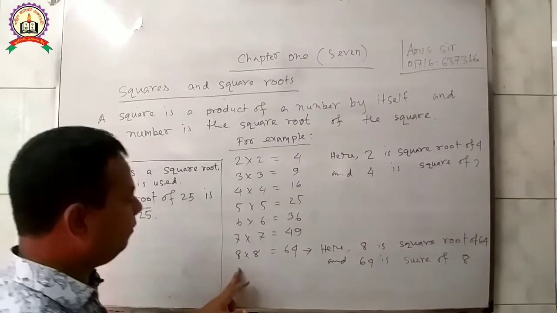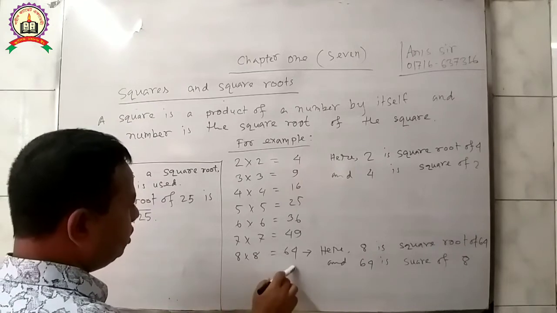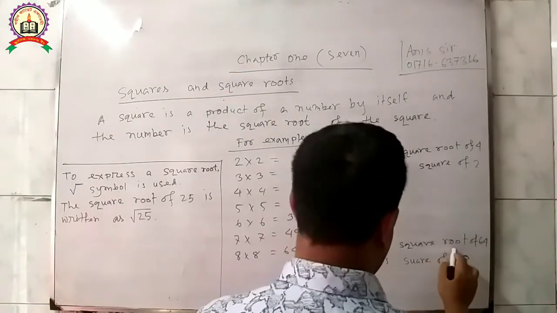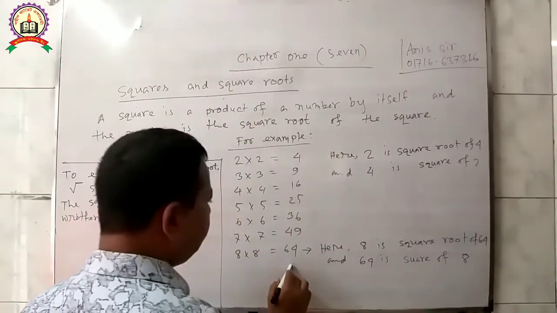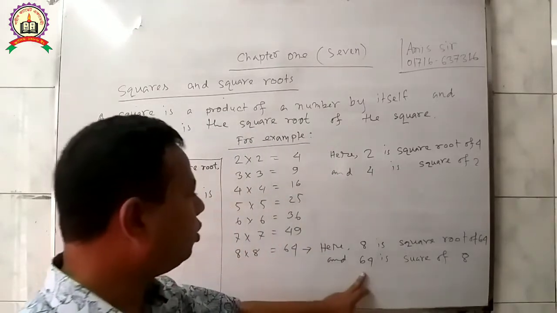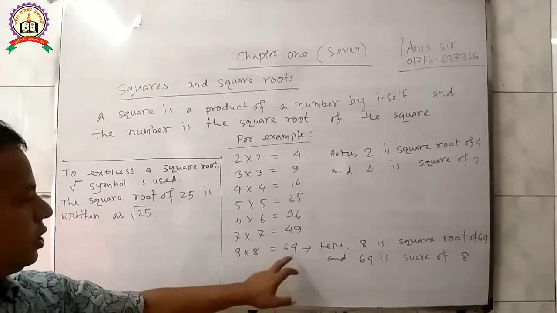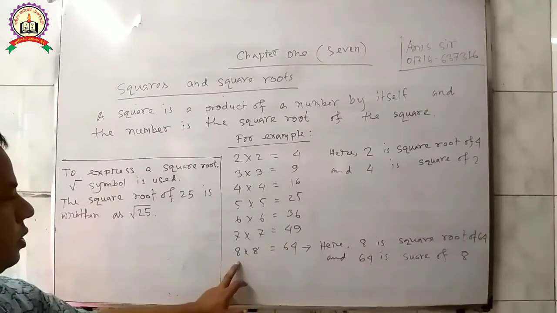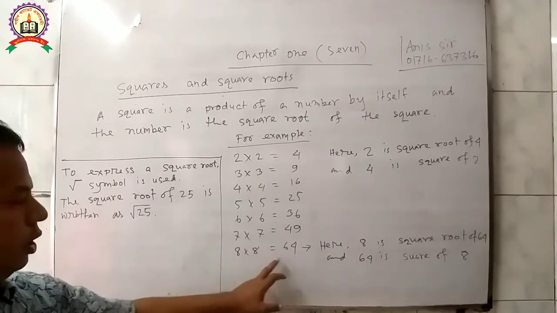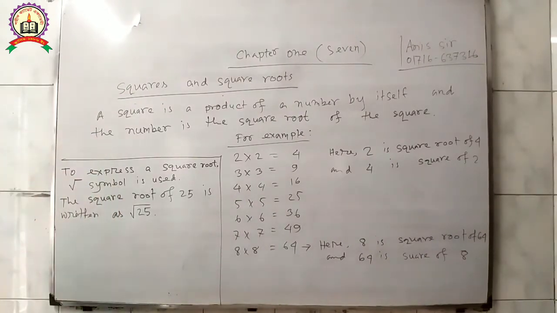Again, in the same way, here 8 into 8 equal to 64. Here 8 is the square root of 64 and 64 is the square of 8. 64 is the square of 8, and 8 is the square root of 64. So this is square and square roots. You have to understand properly.